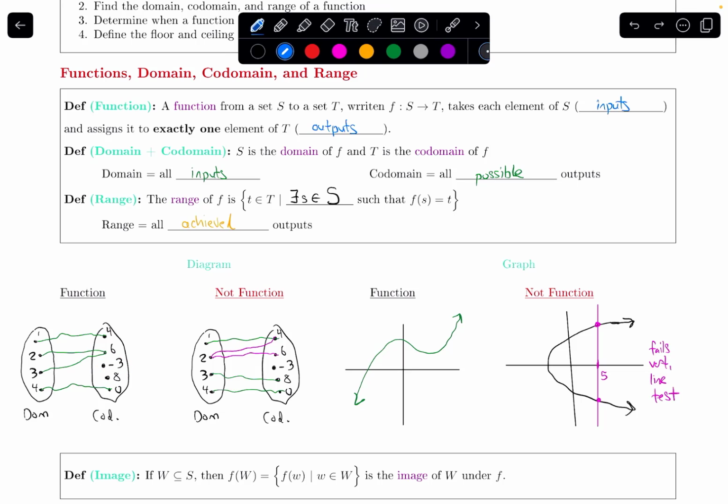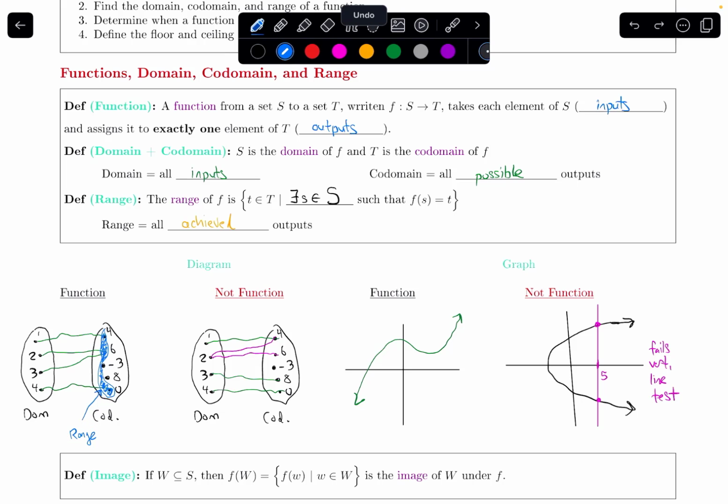The range, I'm going to shade in the range, consists of the ones we got, like 4 and 6 and 0. I'm going to shade those in. So the ones we actually got, I'm going to shade them in. This blue region, that is the range. The range is the ones we actually got. So there could be some outputs in the codomain, like -3 and 8, that are not part of the range.